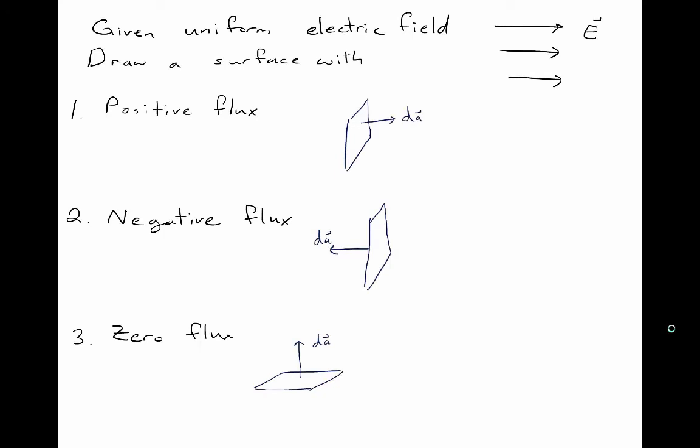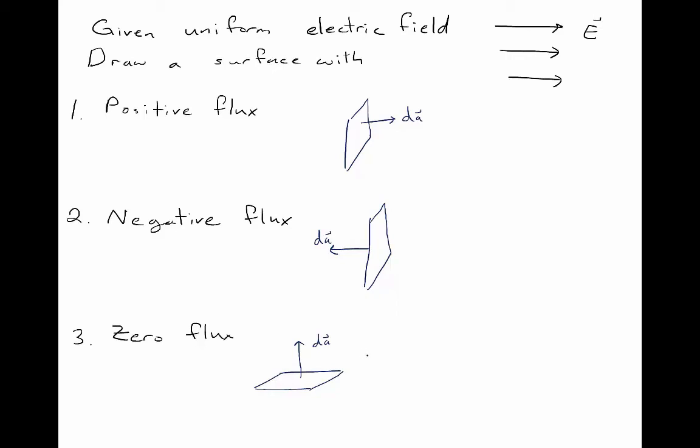Okay, so for my positive flux, I do a surface that's fully perpendicular to the electric field so that dA is totally parallel to the electric field, and I do dA pointing to the right. For the negative flux, I do the same thing, but the arrow is pointing to the left. Other correct answers would be a surface that rotated a little bit so that dA wasn't fully parallel to the electric field lines, but as long as it's not perpendicular, you can get either positive or negative. For my zero flux situation, I just drew a surface that was fully parallel to the electric field, which means that dA is perpendicular to the electric field.